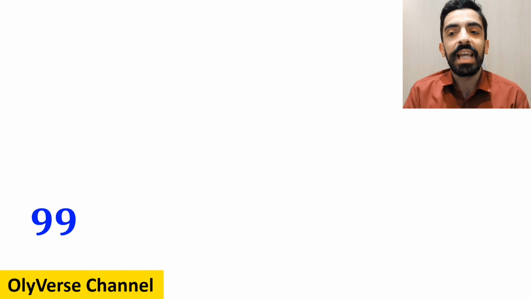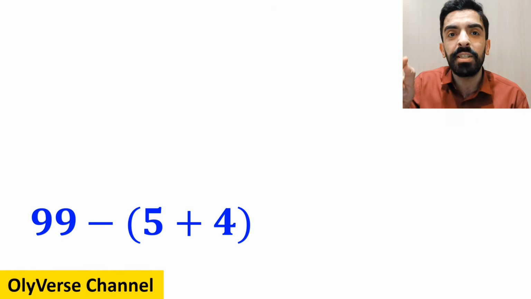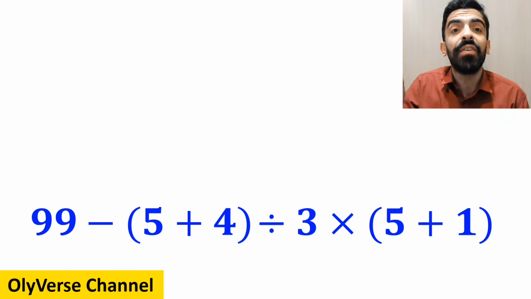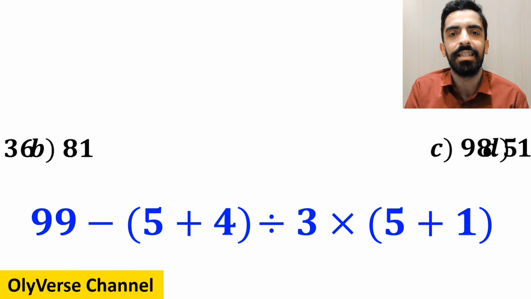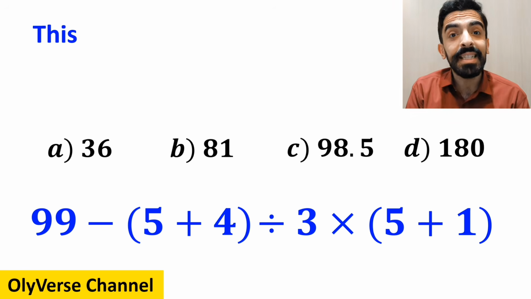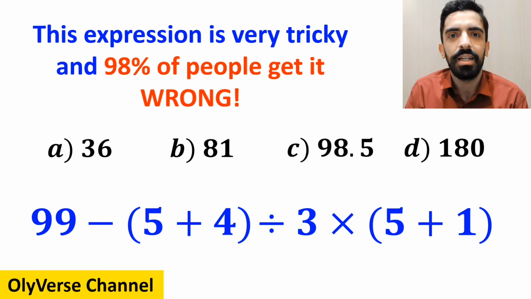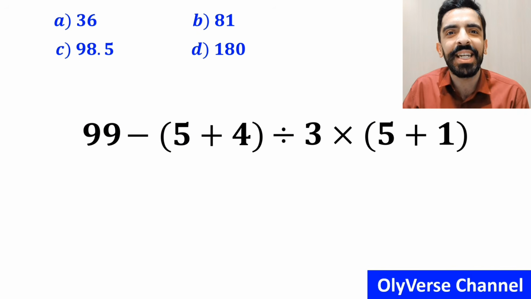What is the value of the expression 99 minus (5 plus 4) divided by 3 times (5 plus 1)? Which option do you think is the correct answer to this question? This expression is very tricky and 98% of people get it wrong. Let's break it down and solve it together.